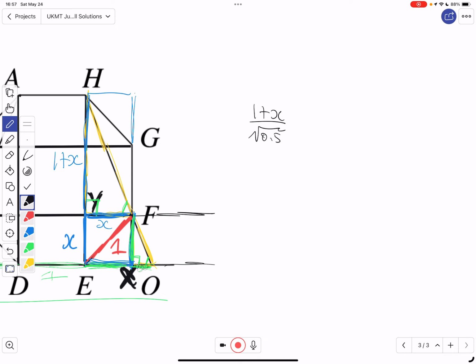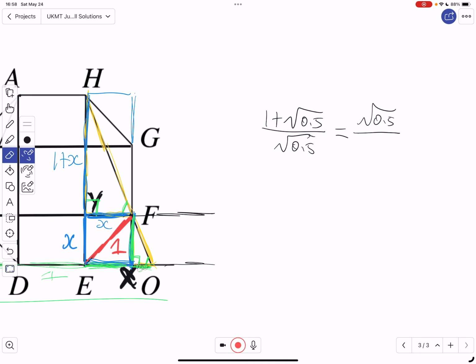Okay, let me just correct this a second. The x is just the square root of 0.5 over here. So let me just rewrite this. So 1 plus the square root of 0.5 over the square root of 0.5 is equal to this bottom side, which is the square root of 0.5, over x. Well, not x.